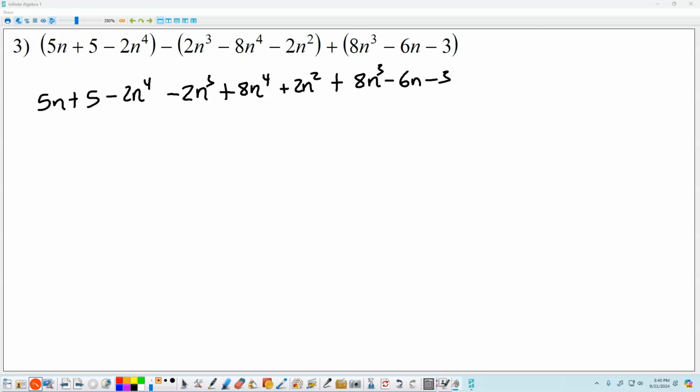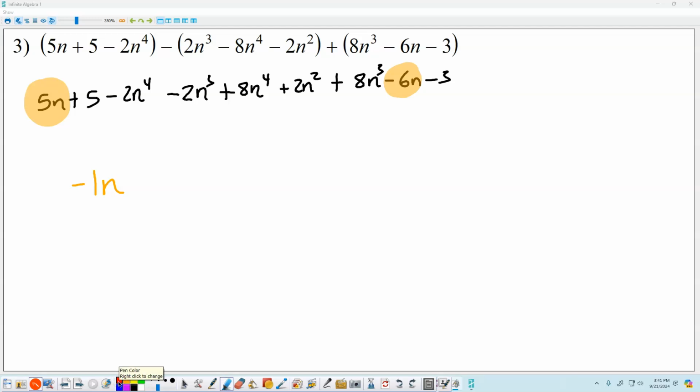Next, we're going to combine our like terms. Like terms are two terms that have the same variable and power. So this is a 5n here, and it has a power of 1. So we're looking for another term that has an n to the power of 1. Let's see. I see only one more. It's right here. So we're going to go ahead and combine those together. When you combine them, you just combine the coefficients, the numbers in the front. The n will stay the same. So 5 take away 6 is a negative 1n.